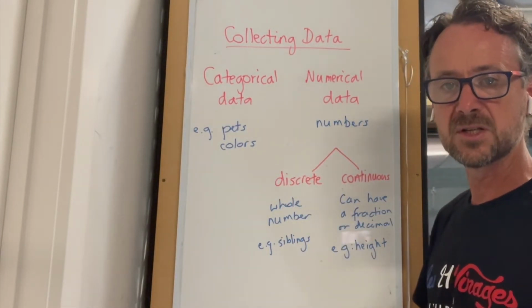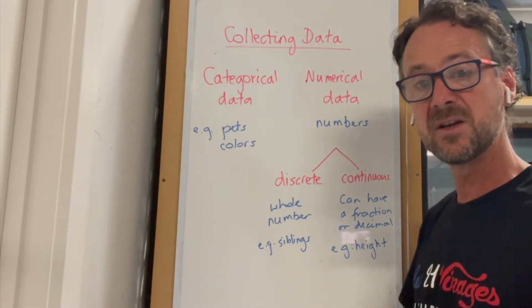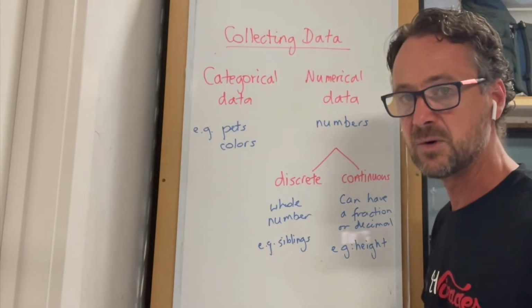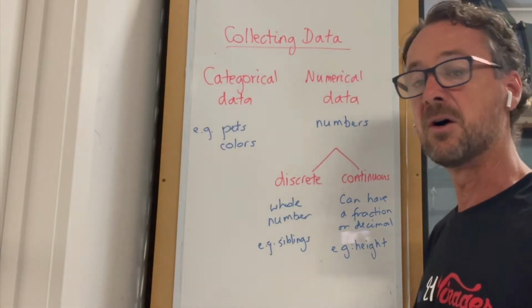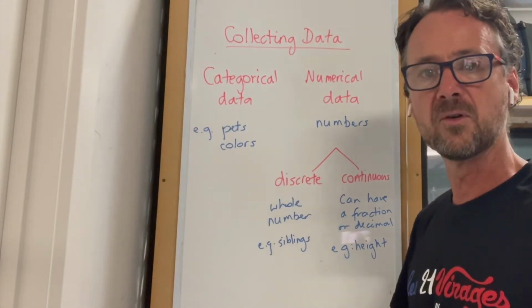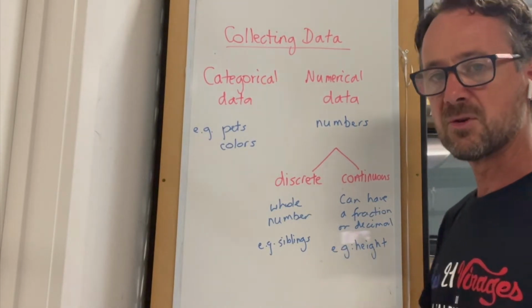Now, discrete means that it's limited in the sense that it has to be a whole number answer. So this could be something such as, how many siblings do you have? How many cars does your family own? How many TVs in your house? How many beds in your house? For all of those answers, your answer is going to be a whole number. You're going to say, oh, I've got 3 brothers and a sister, or I've got 6 TVs, or I've got 2 cars. So all of those numbers are whole numbers.